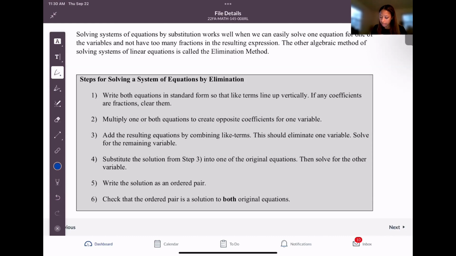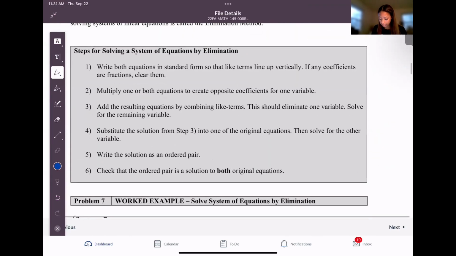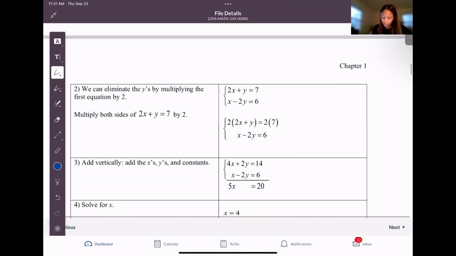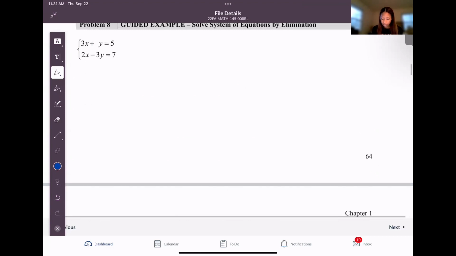All right, these steps are on page 63 in the book, if you want to refer back to this. Problem number 7 is a worked out example of elimination being done. So if you want to, while you're checking your notes, see another example, you can look at that example. I am going to jump to problem number 8 so that we can do the example together.